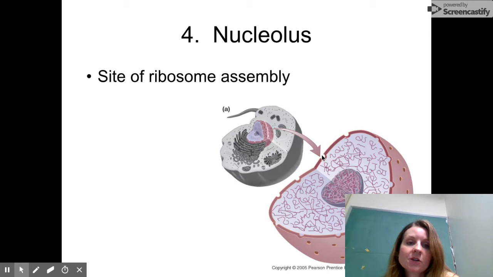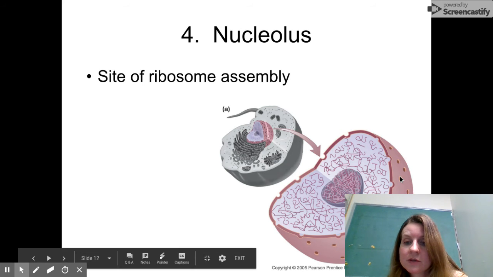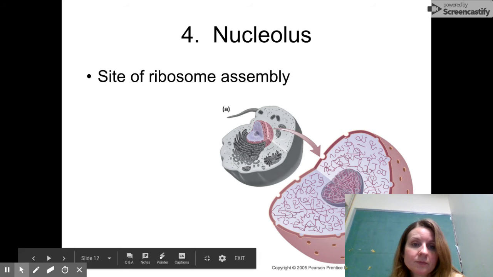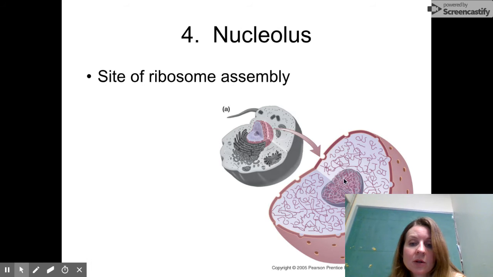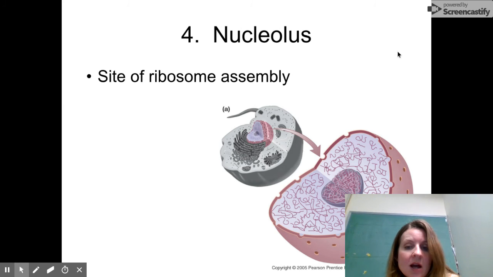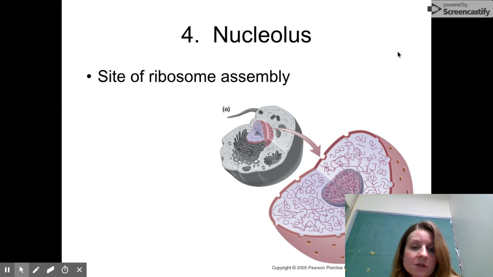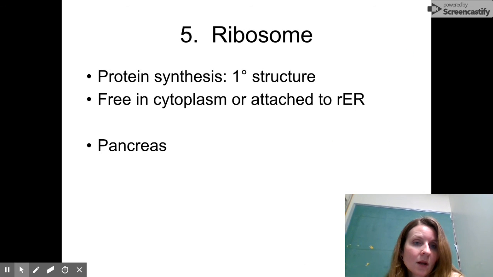Right. So here's our nucleolus inside of our nucleus. This is the nuclear envelope, and all these little holes here are the nuclear pores. Right? Inside the nucleolus is where our ribosomes are produced. And ribosomes are pretty much like a protein and RNA complex. So they're made out of both protein and a nucleic acid. Right?